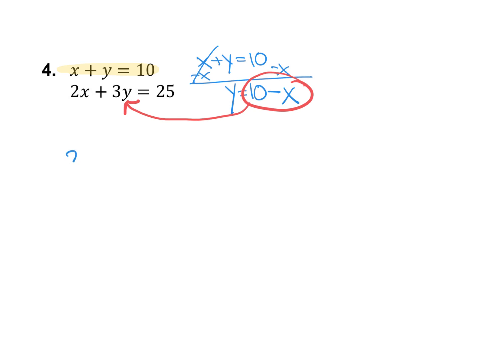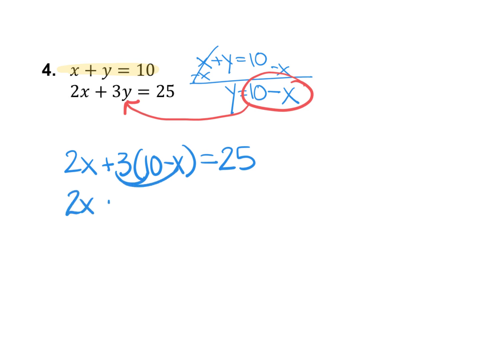We're going to write the rest of the equation. So we have 2x plus 3 times y, and we're saying y is 10 minus x. And then finish writing your equation. So everything else of the equation should be the exact same, except for the variable that you're replacing. So we have 2x, and then let's distribute, plus 30, because 3 times 10 is 30, and then 3 times negative 1x is negative 3x is equal to 25.